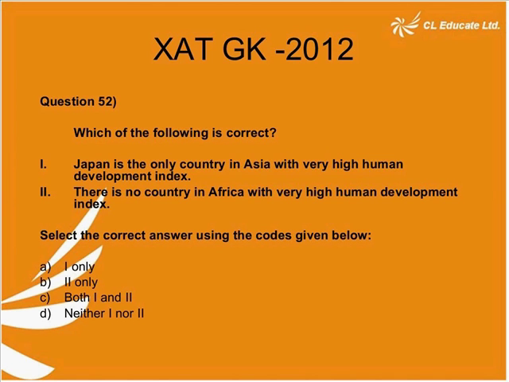Which of the following is correct? Japan is the only country in Asia with very high human development index. There is no country in Africa with very high human development index. Which is the correct one?